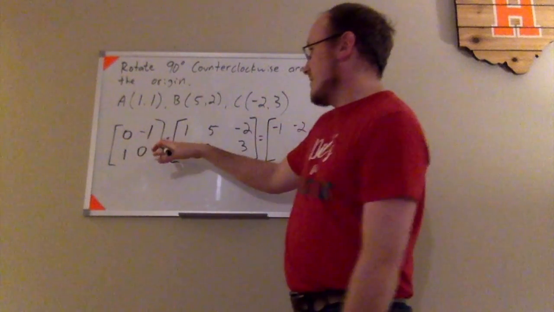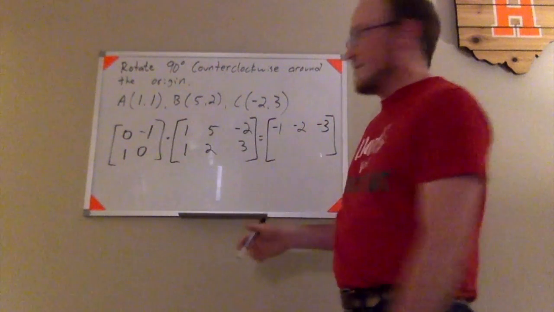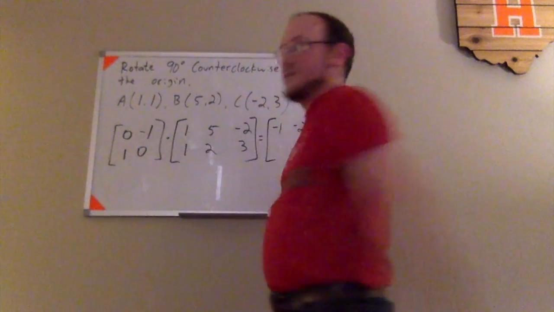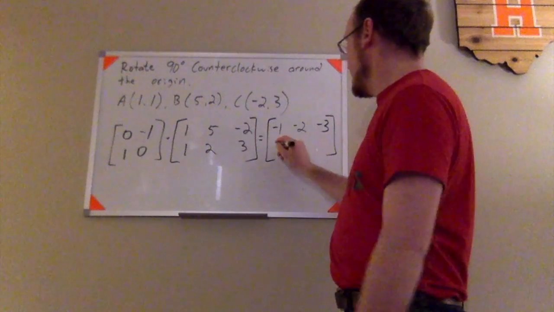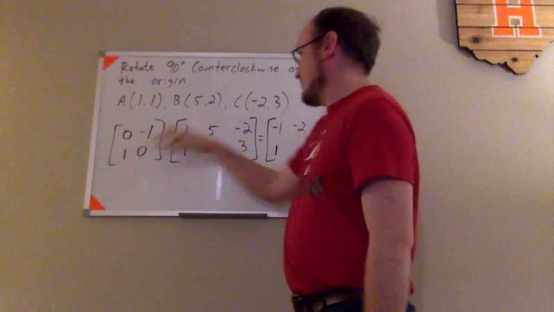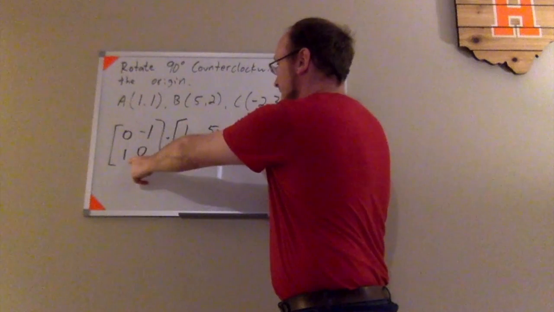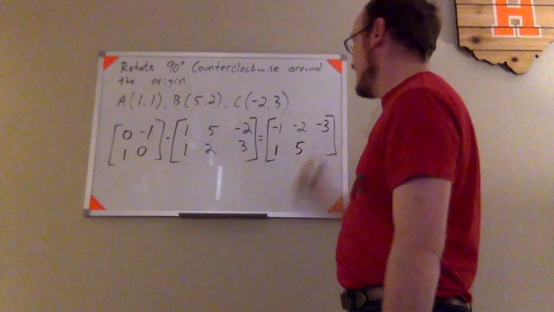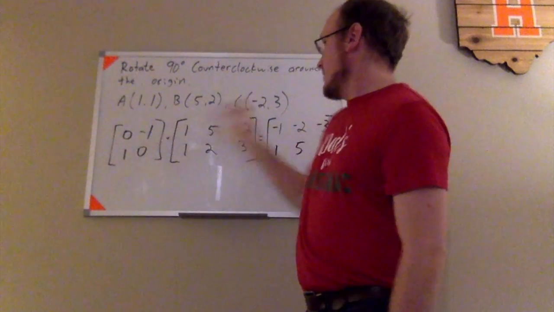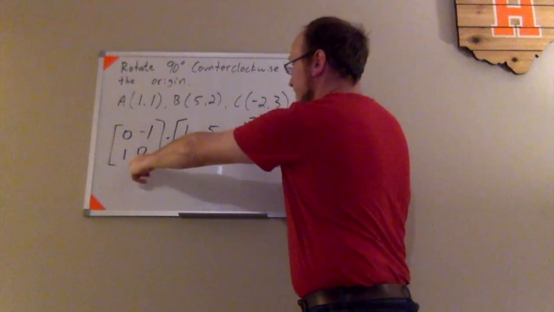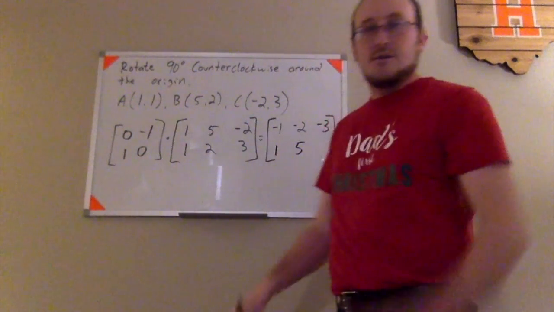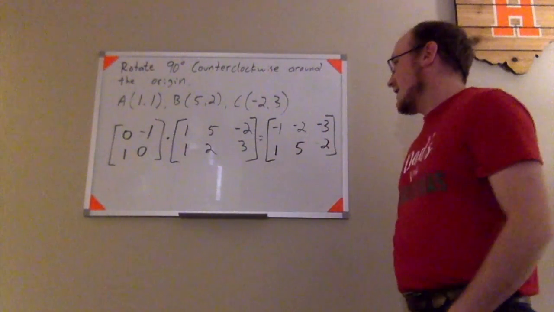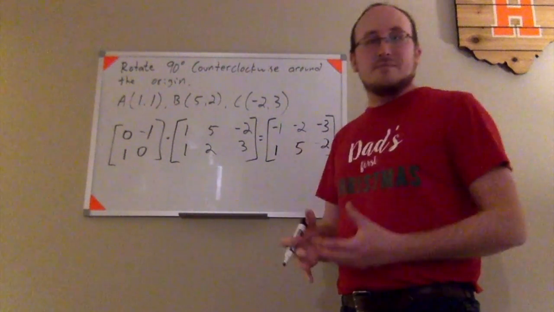Now I move to the second row of this matrix and again use it with each of the columns. So first thing here times this, so 1 times 1 is 1, 0 times 1 is 0, 1 plus 0 is 1. This row, this column, 1 times 5 is 5, 0 times 2 is 0, 5 and 0 makes 5. And then finally, this row, this column, 1 times -2 is -2, 0 times 3 is 0, -2 and 0 is -2. So now I have the coordinates of my image.